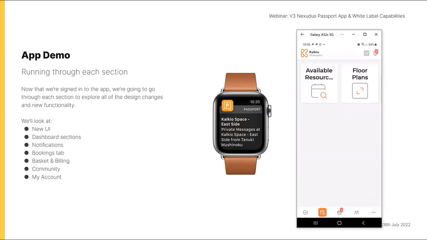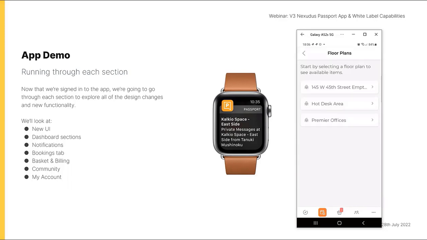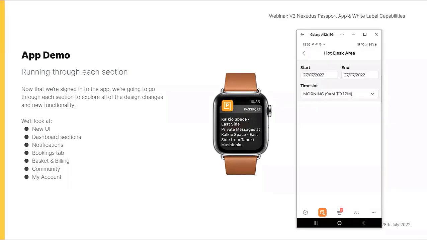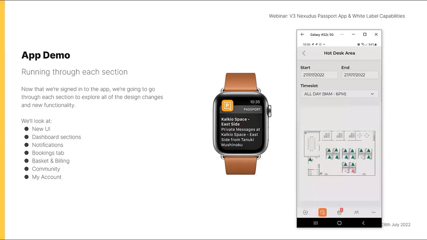The other option, which is new functionality for version 3 of the app, is to book via a floor plan view. This will take the customer through to a floor plan image, allowing them to make a booking for an individual desk or other resource. So let's go into the floor plan view and place a booking. We want to book in the hot desk area. So here we see the floor plan, and we want to book an all-day slot. So we're going to select that.